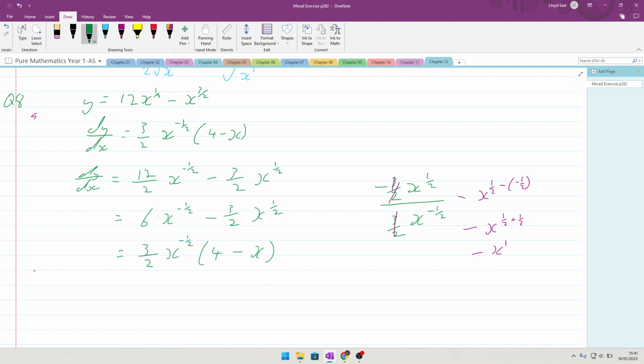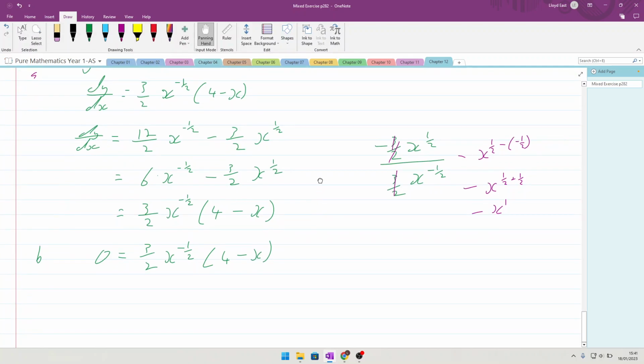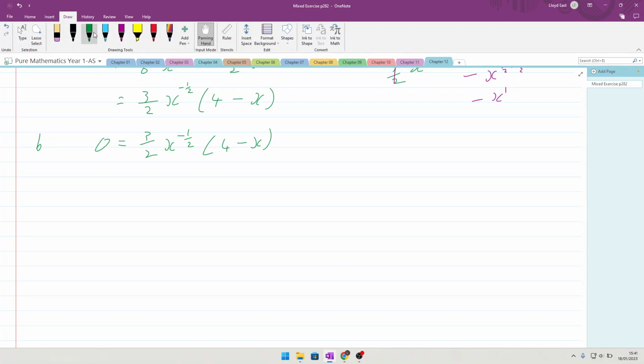Right then, that's part A. What was part B on this one? Find the coordinates of the point where the gradient is equal to 0. So we just need to put all of that equal to 0. 3 over 2 x to the minus a half and 4 minus x. So we end up with x equals 0, taking the first bit of it out here, and we also end up with 4 minus x equals 0, showing that x equals 4, being the two coordinates.